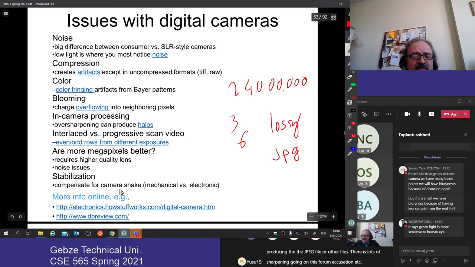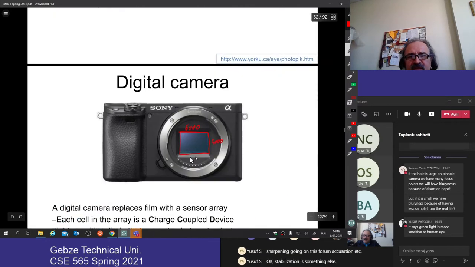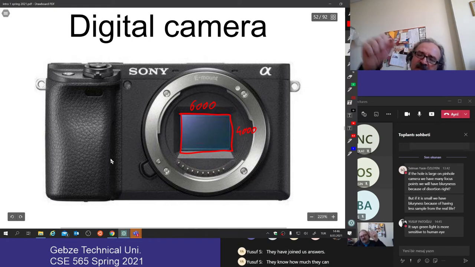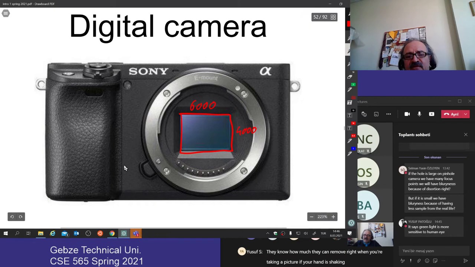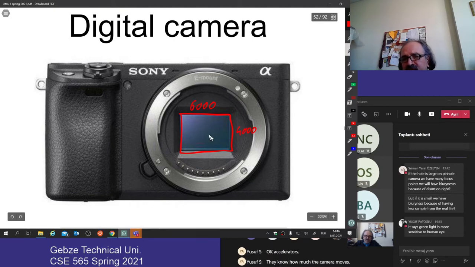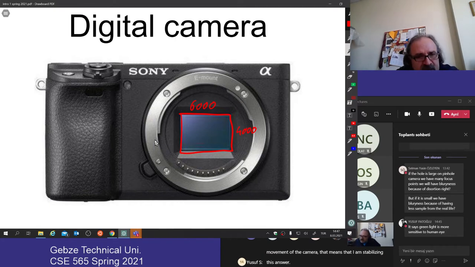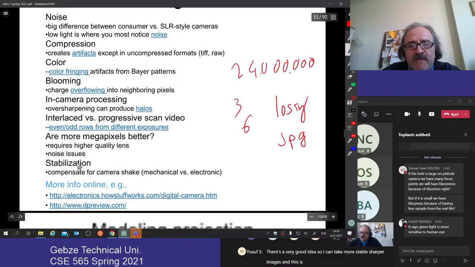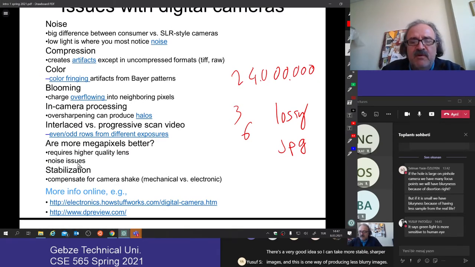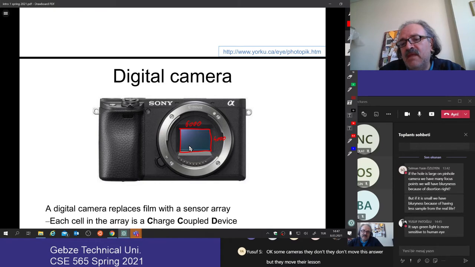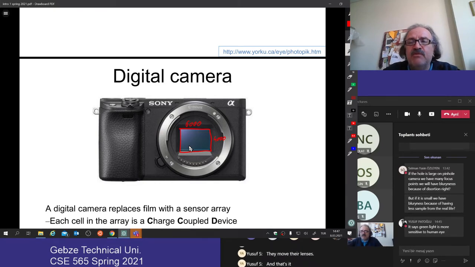Stabilization is something else. Some cameras have gyro sensors and accelerometers. When you're taking a picture, if your hand is shaking, they know how much the camera moves. If I move the sensor in the opposite direction of the movement of the camera, that means I am stabilizing the sensor. That's a very good idea. So I can take more stable, sharper images, and this is one way of producing less blurry images. Some cameras don't move the sensor, but they move their lenses, and that's a very good solution actually.